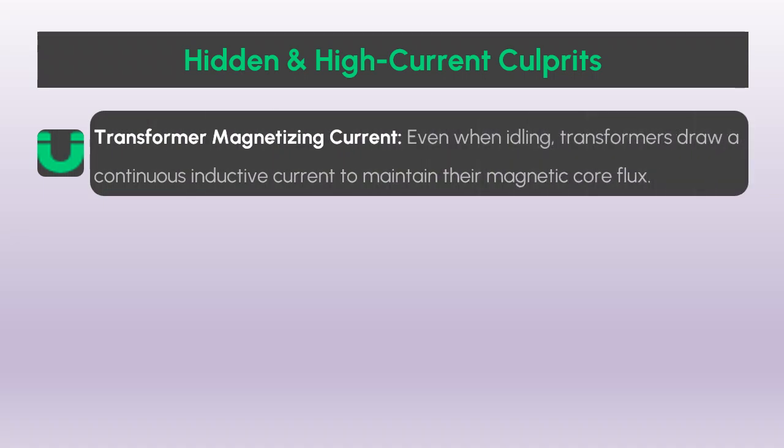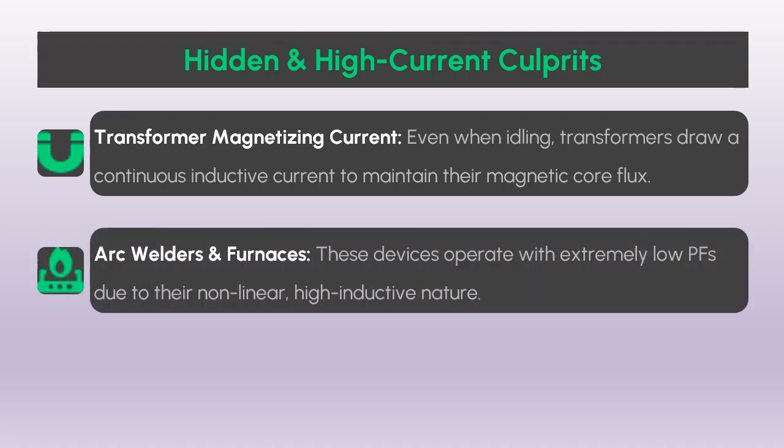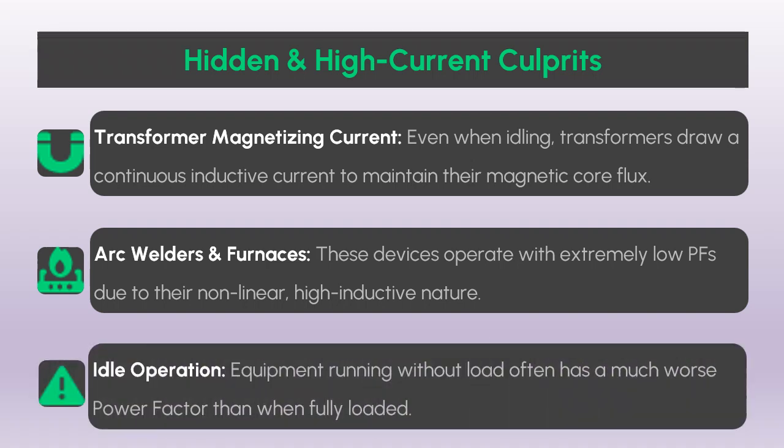Hidden and high current culprits. It's not just the motors that are running. There are hidden culprits. Transformers, even when idling with zero load, draw a continuous magnetizing current. Furthermore, specialized equipment like electric arc furnaces and heavy industrial welders are inherently nonlinear and highly inductive, often dragging power factor down significantly during operation.